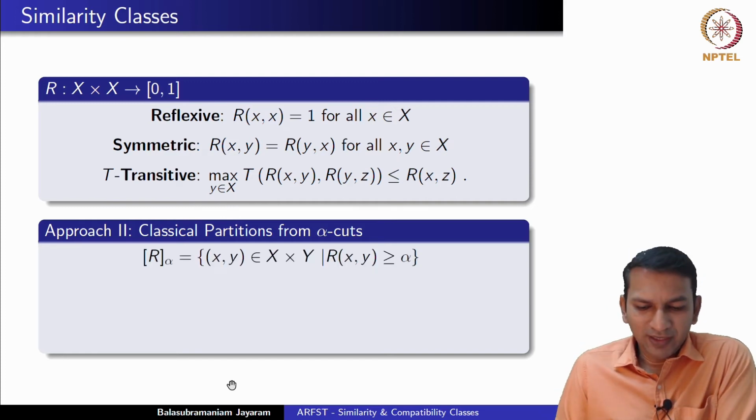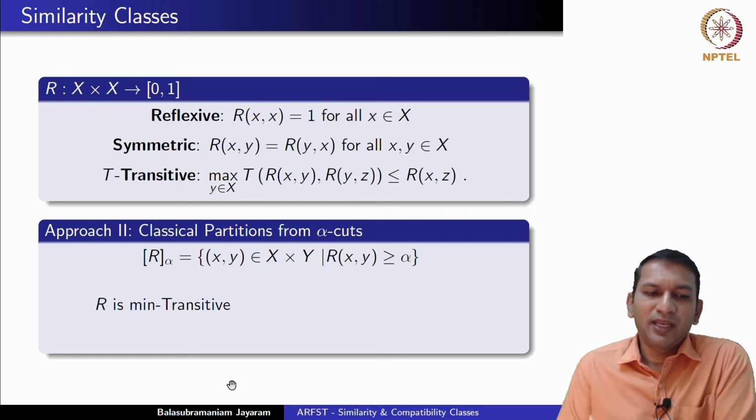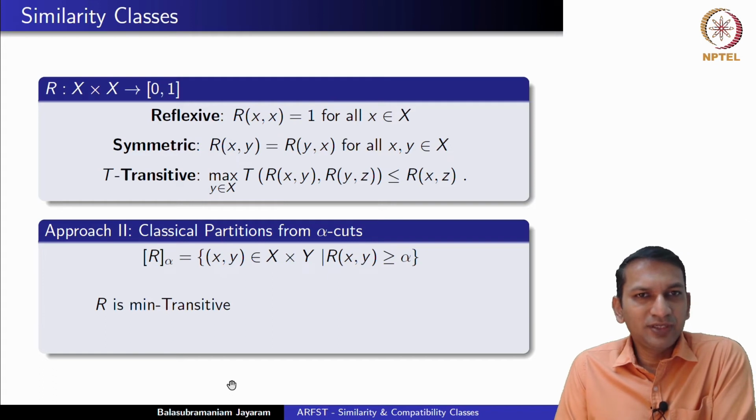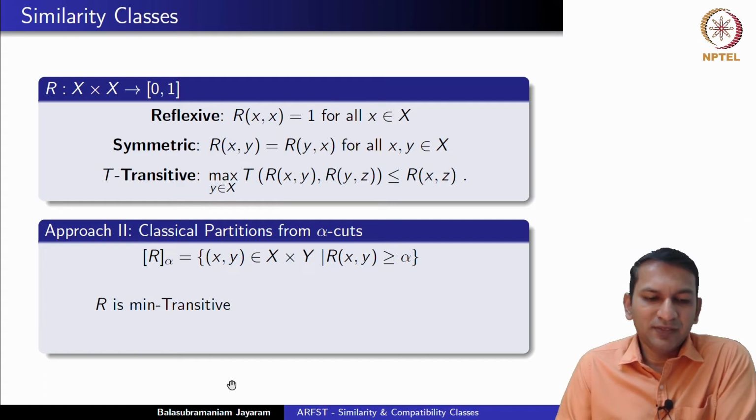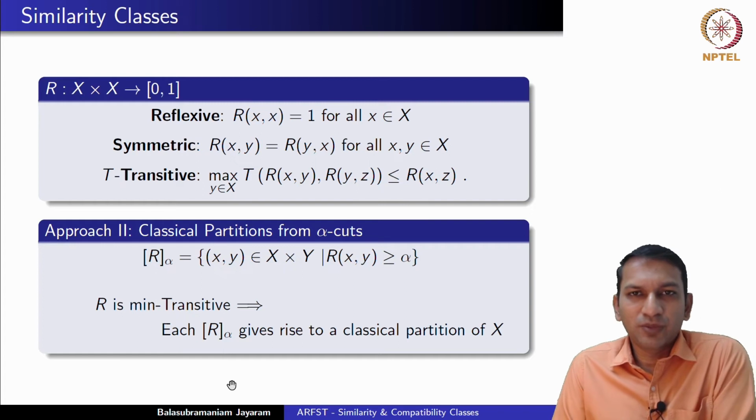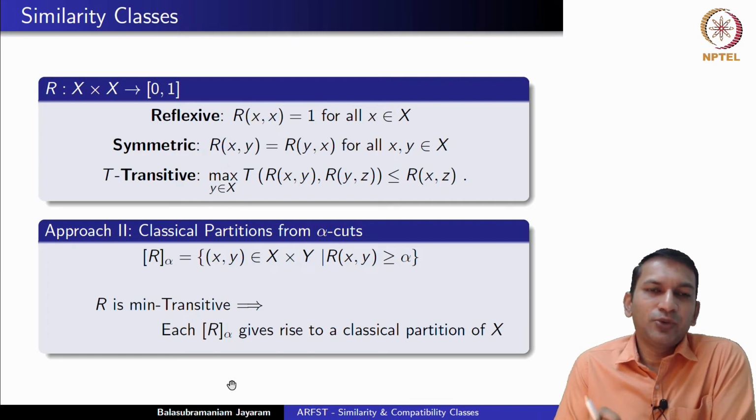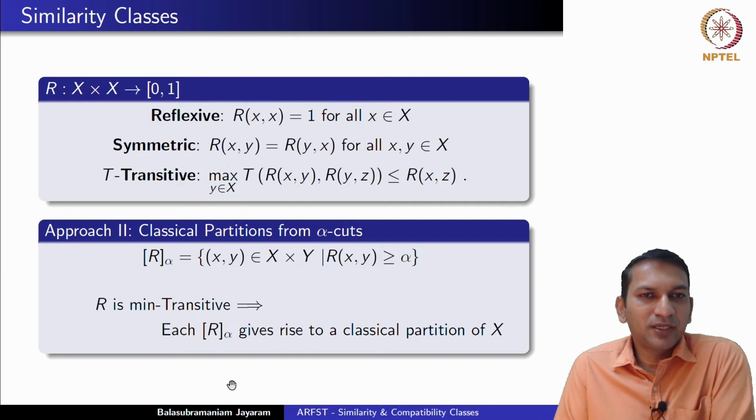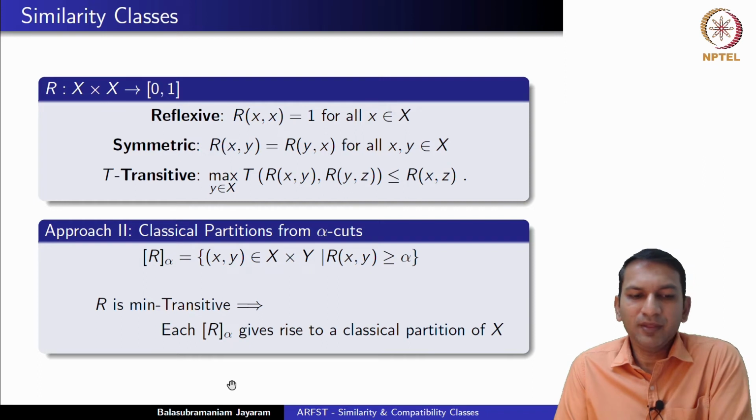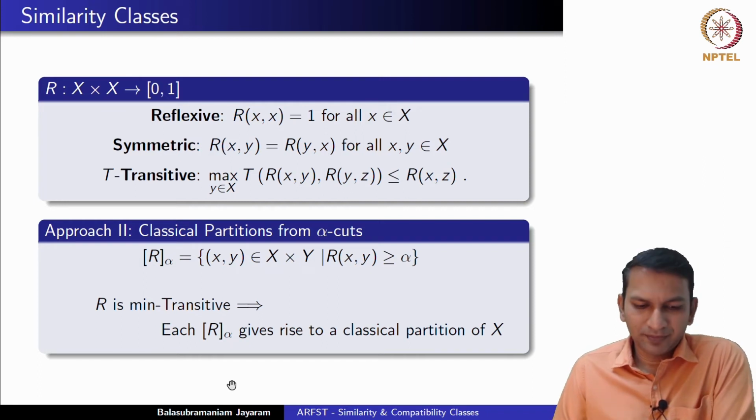Recall, this is your alpha cut. What can be shown is, if your similarity relation is actually min transitive, then it is possible to come up with classical partitions for almost every alpha that you have there. That means from the corresponding alpha cuts, it is possible to come up with a partition of this set X. Let's see how this can be done with an example.